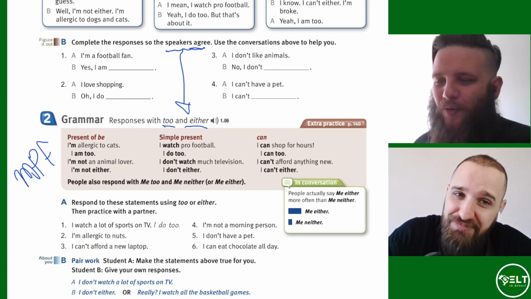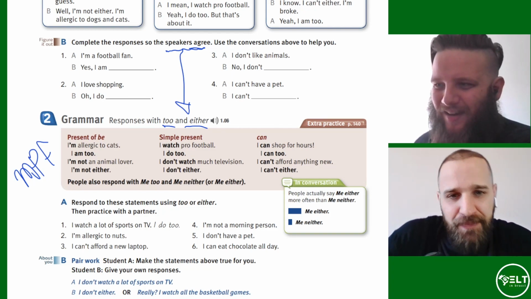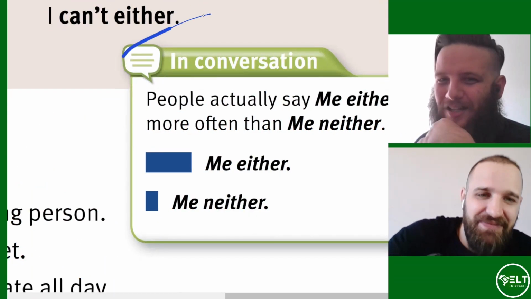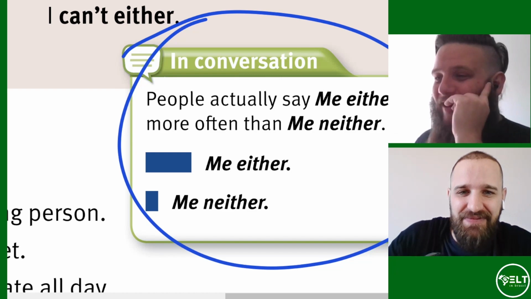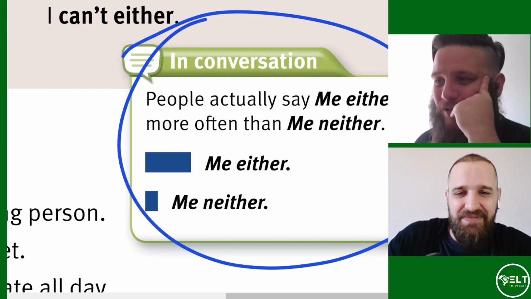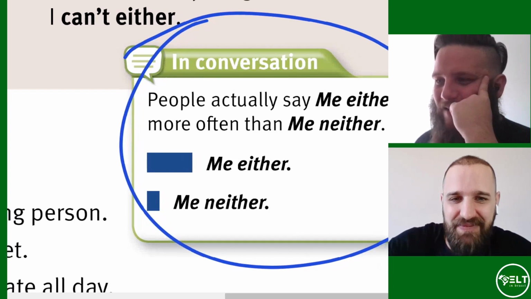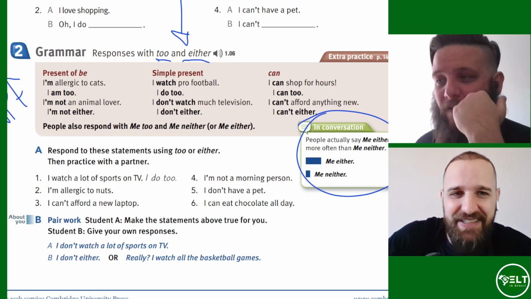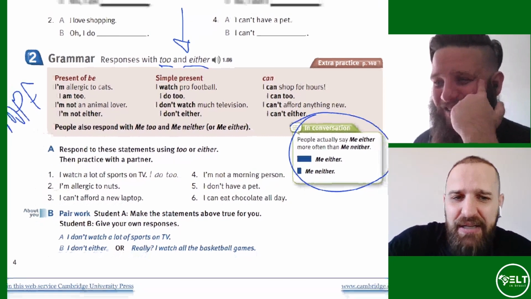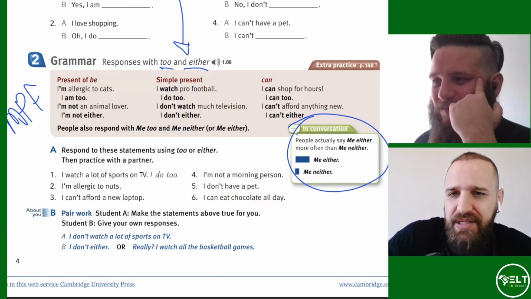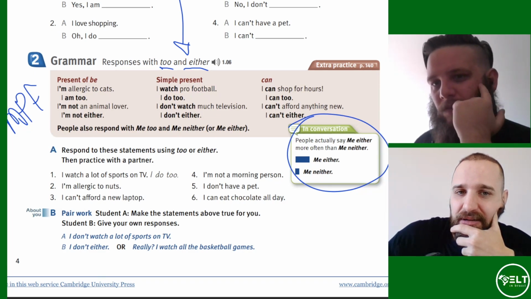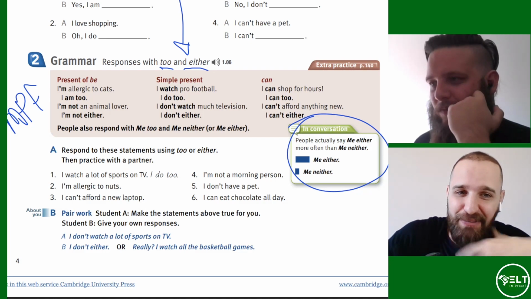If you don't, and there is a bit of corpora used there, right? Yes. The in conversation part. Yeah. So people actually say me either more often than me neither, which is quite interesting data for students, right? Very interesting, right? Using corpora. I actually say me neither, to be honest. I don't think I would say me either. But I think that's something about being a non-native, right? And by the way, it's perfectly fine.